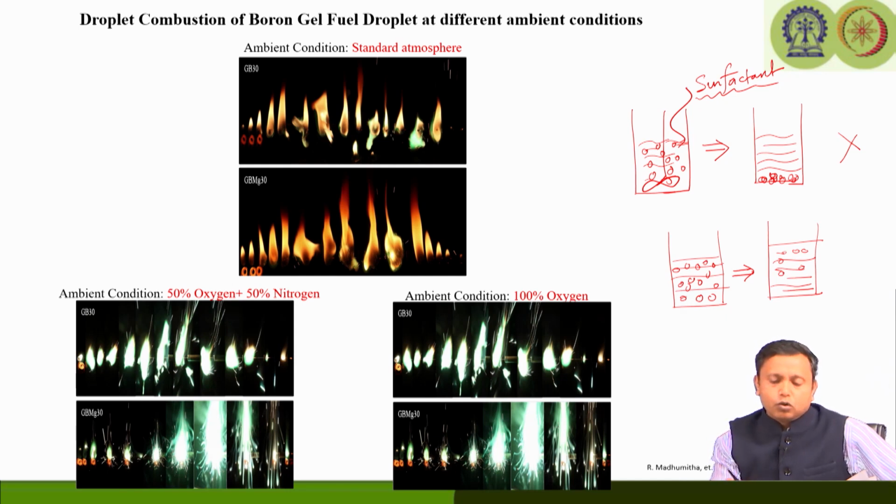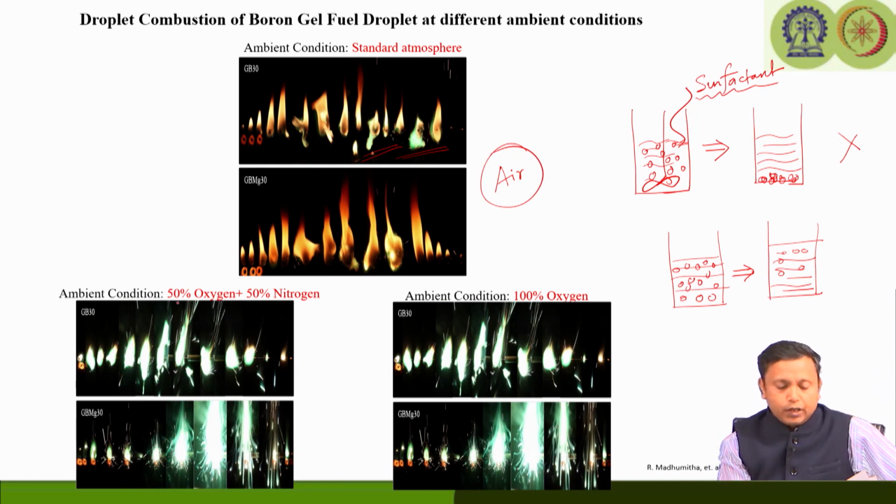These are some of the droplet combustion studies conducted by one of my researchers, that they have loaded boron particles in a gel fuel and they burn the droplet. You can see the typical burning of boron loaded cases, you can see green light is shown here. So, this is with normal air atmosphere, but if you increase the percentage of oxygen there, you see this is conducted at 50% oxygen and 50% nitrogen. This was conducted at 100% oxygen.